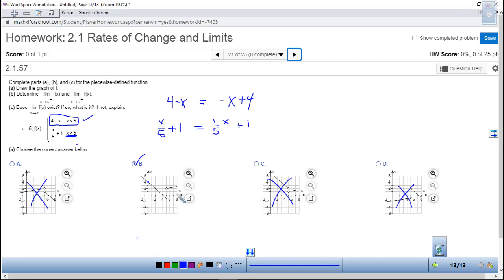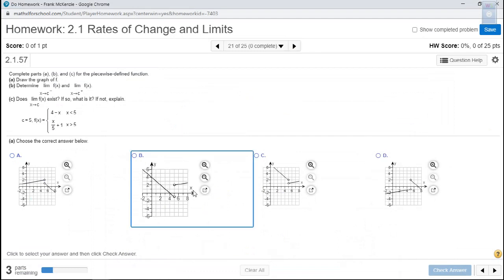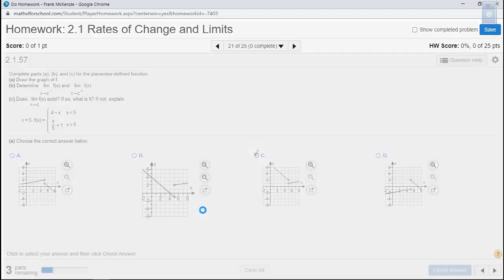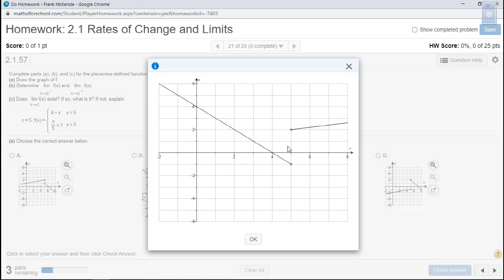So now we know this is the graph, and we want to determine the limit of this function as x approaches c from the left, and the limit as x approaches c from the right. So what we're going to do is zoom in on this graph a little bit. And as we're coming in to 5, because it tells us that c is 5, but we're approaching it from the left, that limit is going to be negative 1.